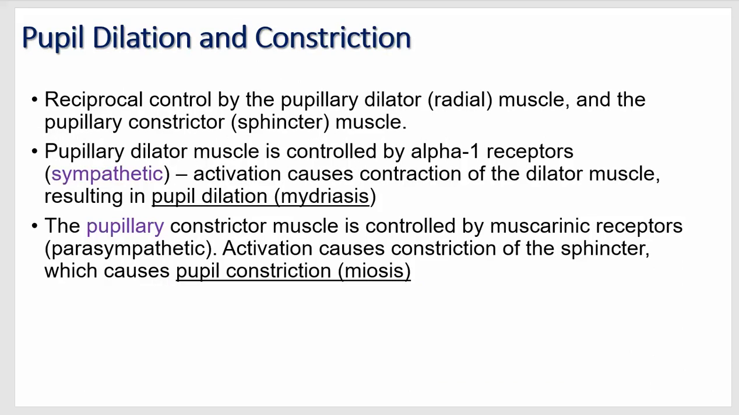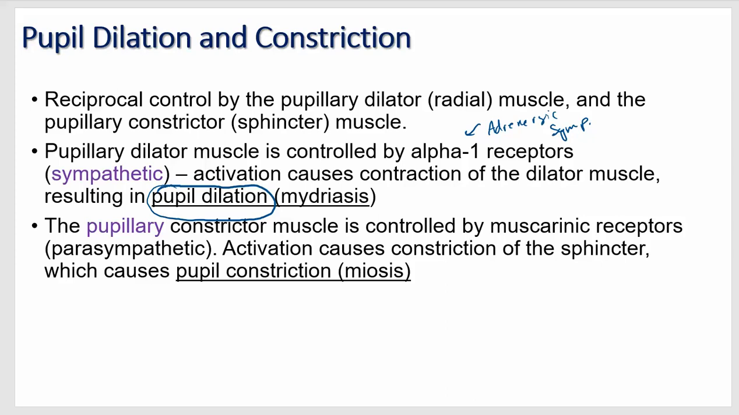All right, pupil dilation, that's another thing that we're kind of talking about. So reciprocal control by the pupillary dilator muscle and the pupillary constrictor muscle. Essentially, what we're going to remember here is that sympathetic activation is going to cause pupil dilation. The pupillary dilator muscle is controlled by alpha-1 receptors, which when we see alpha-1, we know that's adrenergic, we know that's sympathetic. Activation causes contraction of the dilator muscle, and you have dilation. I know it sounds weird saying it contracts and so it dilates, but that's what happens.